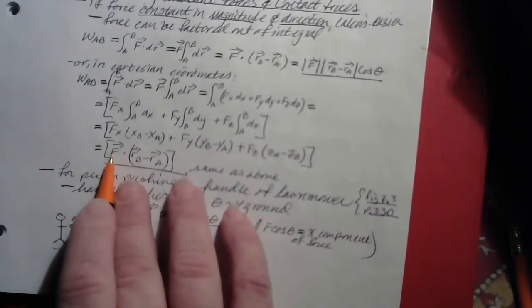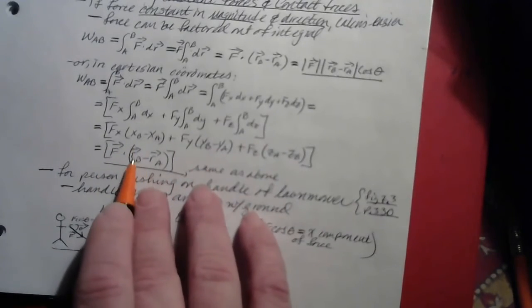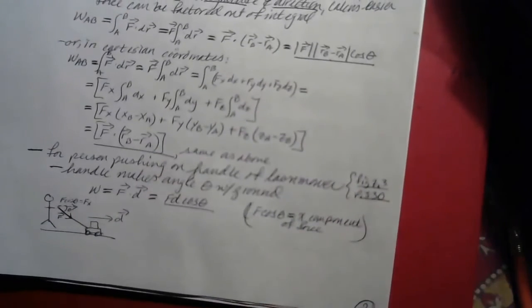And so you can write this again as the force vector times the displacement at B minus the displacement at A. And that is actually the same as what we had above. And from there, you can go to here, which is what we had above also.